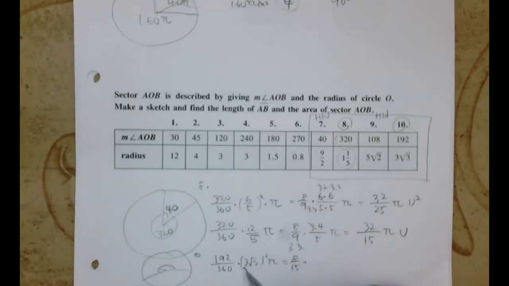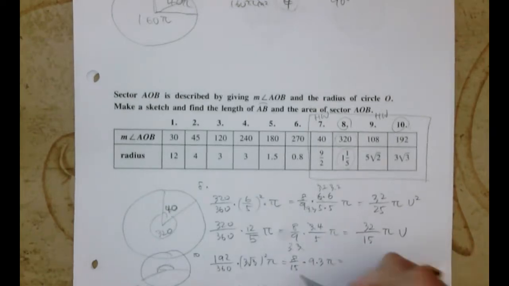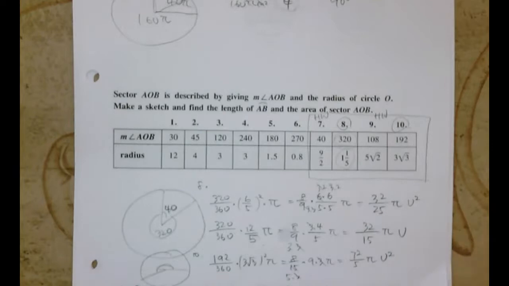2 square of 3 is 9 times square root of 3 is 3, so that's 27 pi. So this is 5 and 3, so the 3 cancels. And so you got 72 over 5 pi. And unit square. Yeah, that looks right.